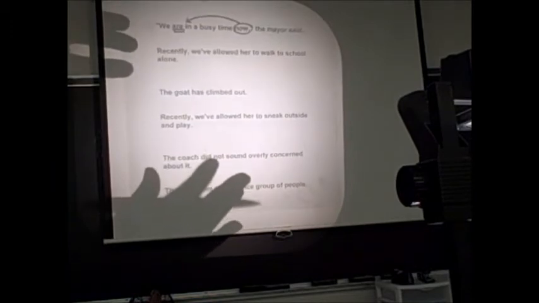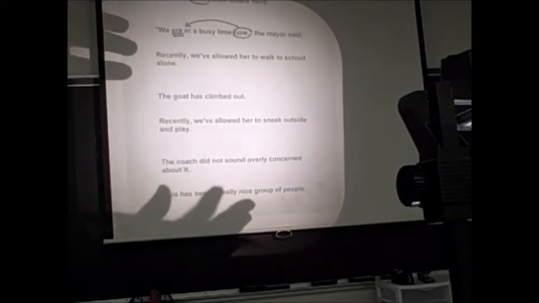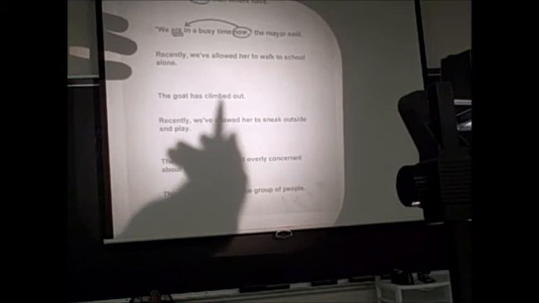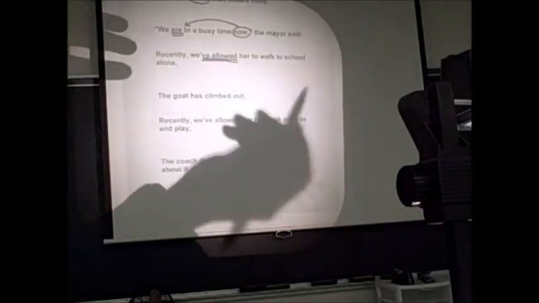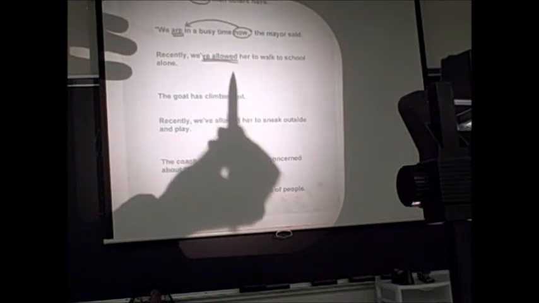Okay. Next sentence. Recently, we've allowed her to walk to school alone. Have allowed. And the question is when. What word tells when? Recently tells when.